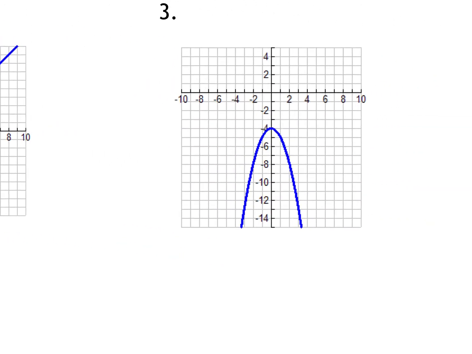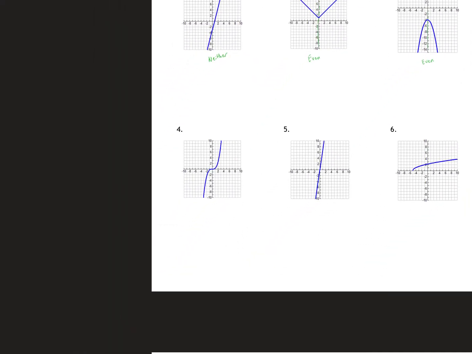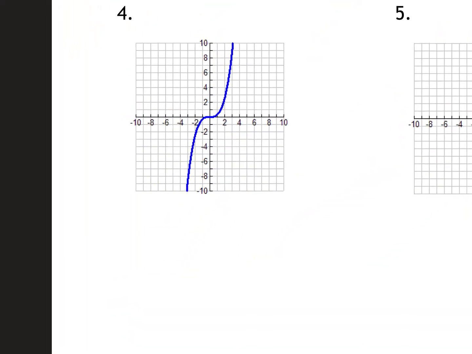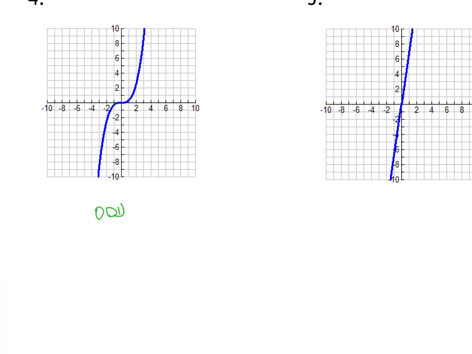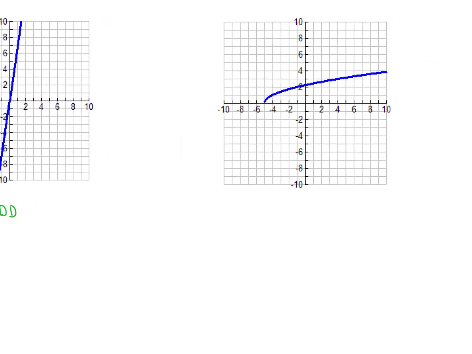Come over to 3, same thing. I've got my y-axis. If I fold it across the y-axis, this one is also even. So we're just looking for symmetry. It can be either even, odd, or neither. This one right here, if I draw a line down the middle and fold it, it doesn't work. But if I rotate it upside down, and I'm physically spinning my iPad while I'm doing this, so you can double check, you just can't really see that, this would be an odd function. Same thing over here. If I rotate this one upside down, this would also give you an odd function.